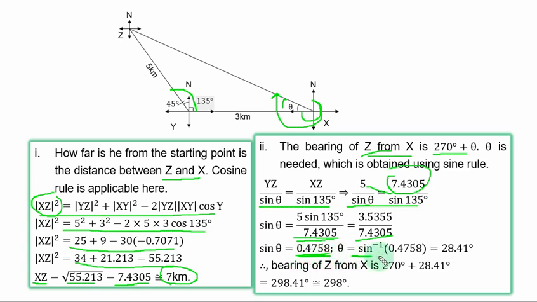That is inverse of sine of 0.4, that is 28.41 degrees. Therefore, the bearing of Z from S is 270 degrees plus 28.41 degrees. That gives 298.41 degrees. To the nearest degree, you have 298 degrees.